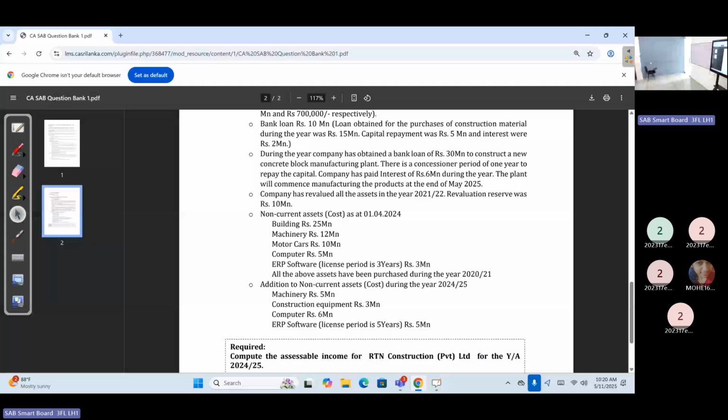If that expenditure is made, treat that expenditure as part of the expenditure of this. Yes.